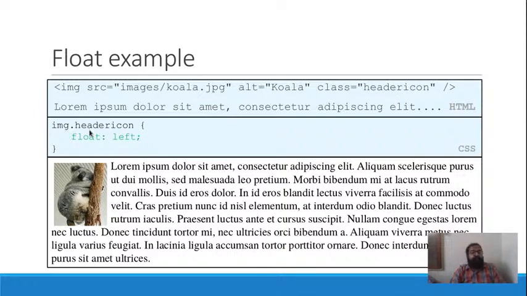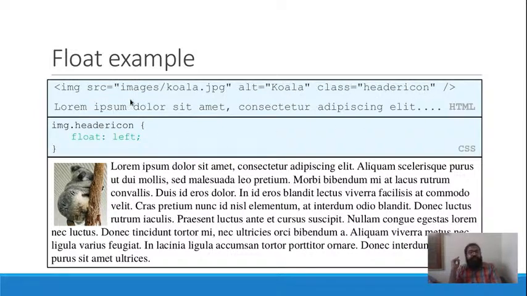So image dot header icon float left. We have specified in the CSS that there will be a header icon class that will be used for a particular image, and that has to be floating left. And in the HTML we can see image source images/koala.jpg. What kind of addressing is it? It's relative addressing. Alternate text koala and class header icon.